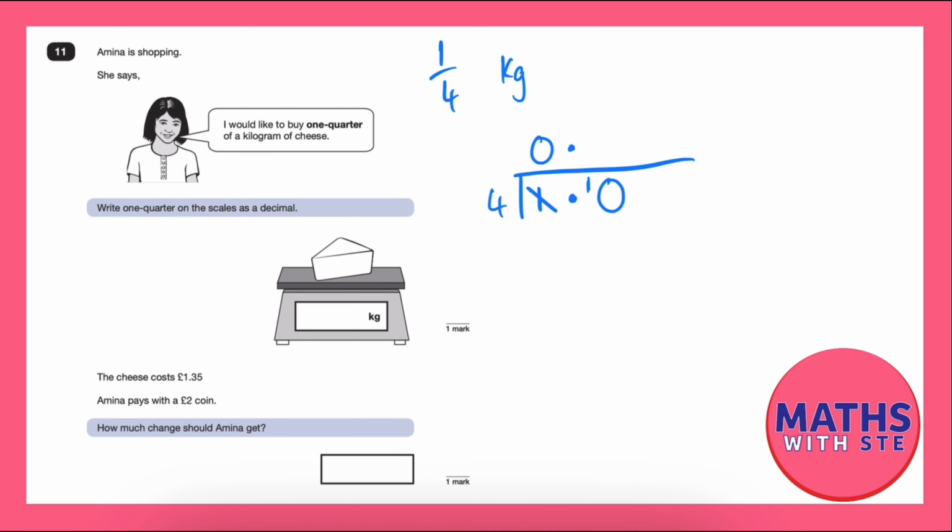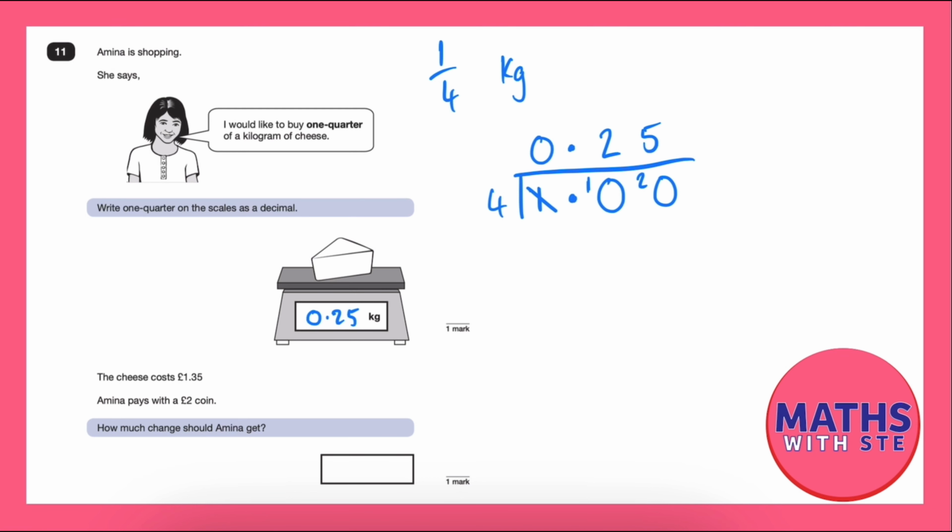It goes in 2 times, because 4 times 2 is 8. So then I've got 2 left over. Add another 0. How many times does 4 go into 20? It goes in 5 times, doesn't it? So the answer to this one is 0.25 kilograms. Great, okay, and then it says, the cheese costs £1.35. Amina pays with a £2 coin. How much change should Amina get?